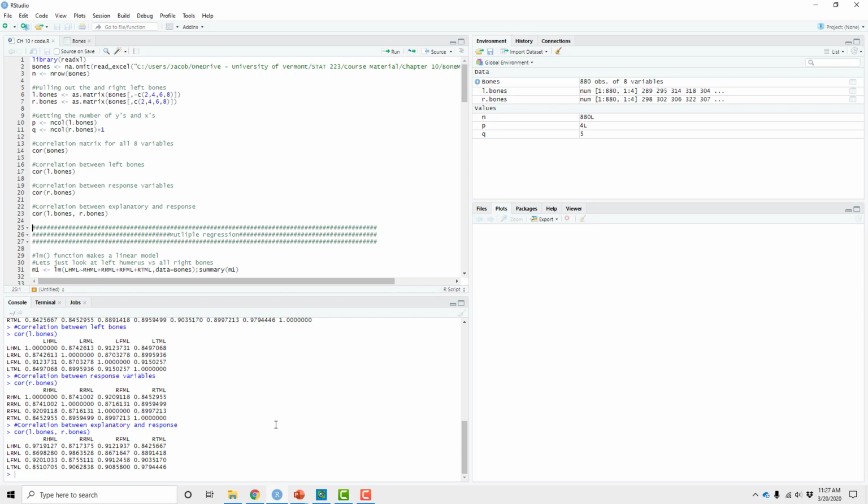So all of our variables, both left side, right side, and with each other, are all pretty strongly correlated, which is good. You want your response variables to be correlated with your explanatory variables, but having explanatory variables that are correlated is generally pretty bad. Having response variables that are correlated is also pretty bad. And we'll see why when we get to our inference methods and our estimation methods.